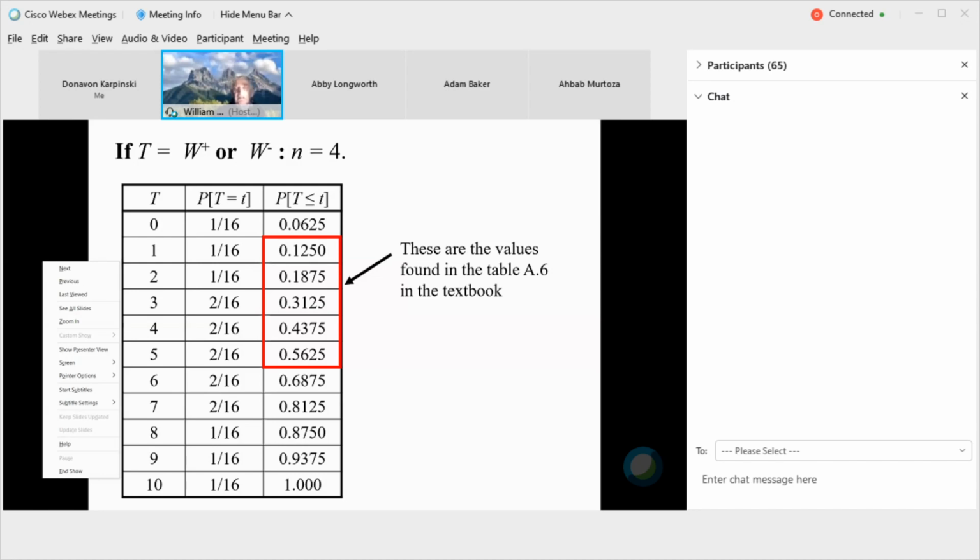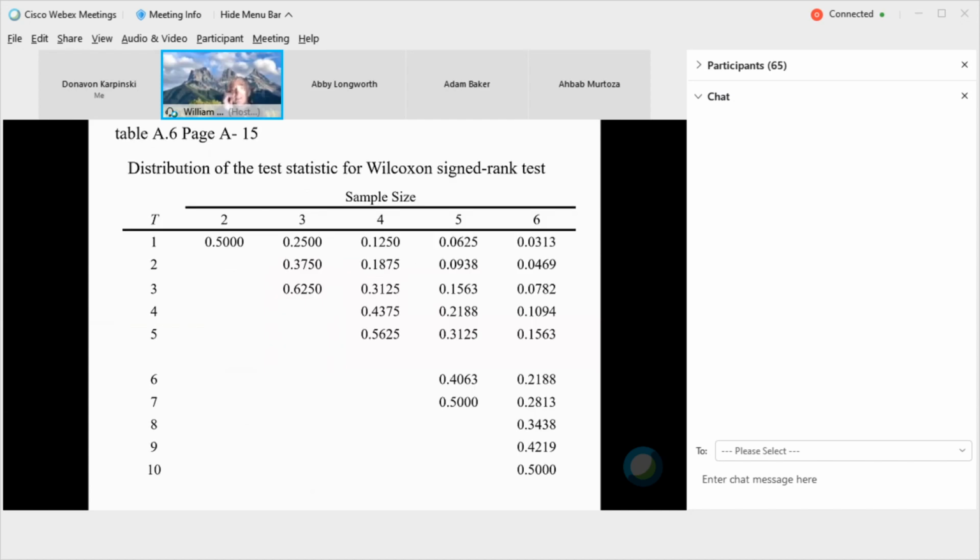There's the table for Wilcoxon's signed rank test. Here we have the sample size. Here we have the different values of t. What's in this is the probability of it being less than or equal to that value. This is useful for computing p-values.